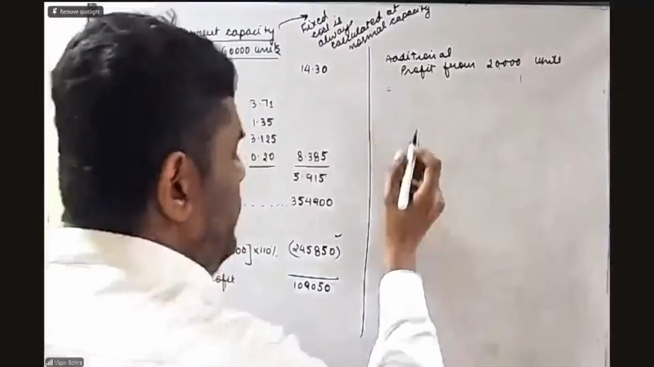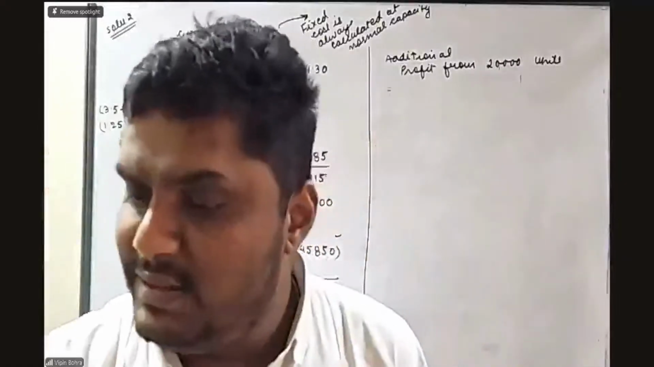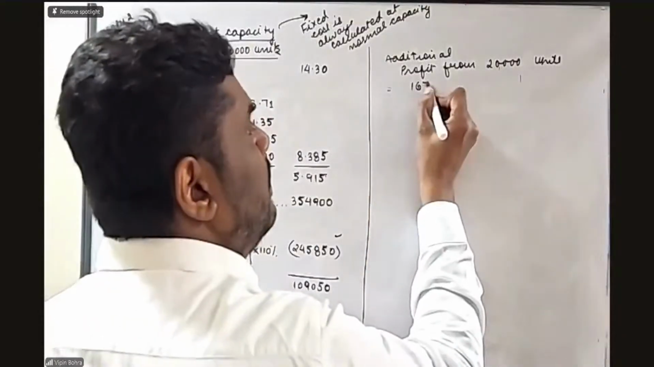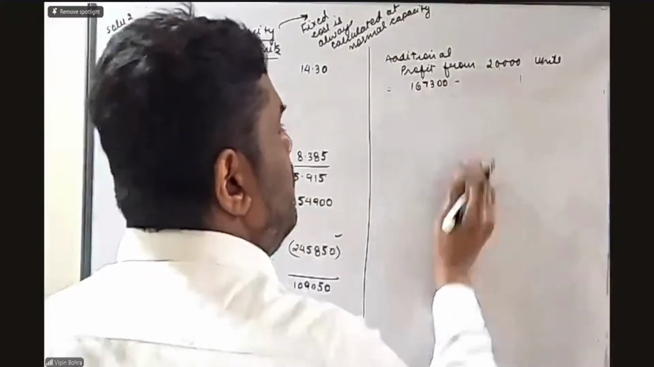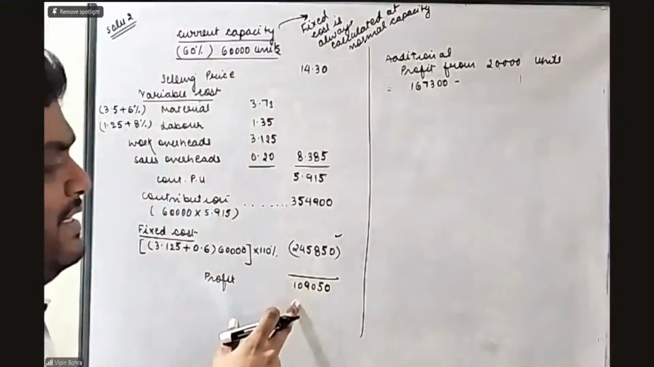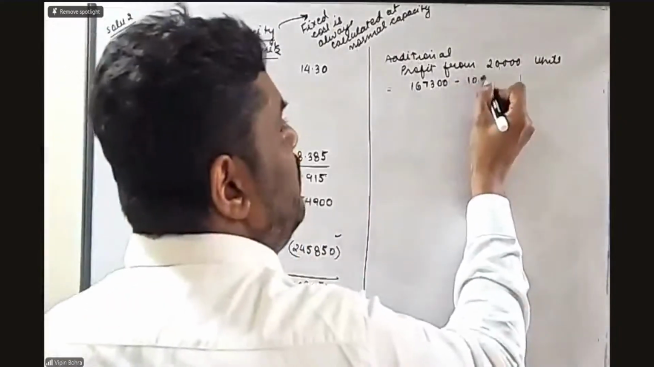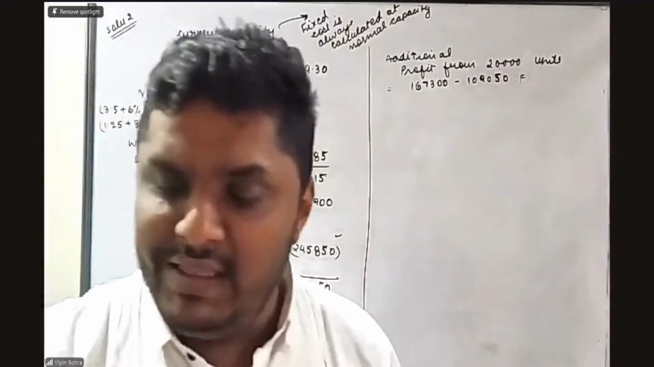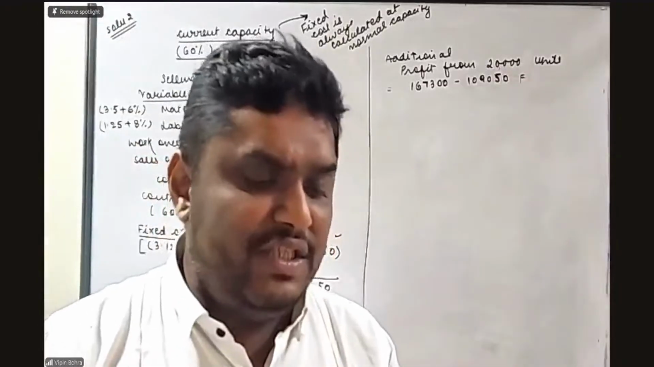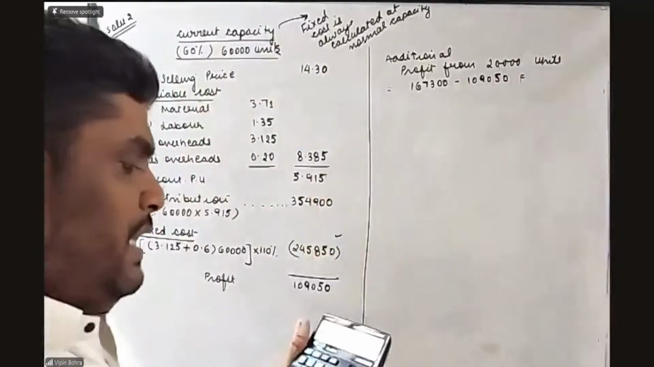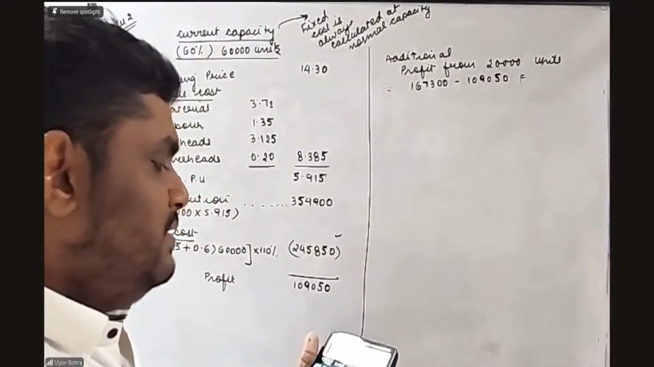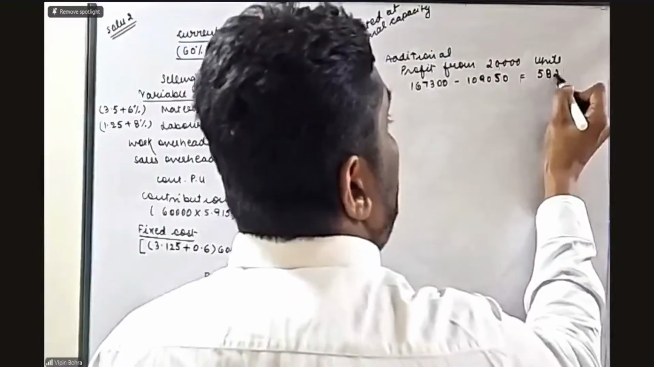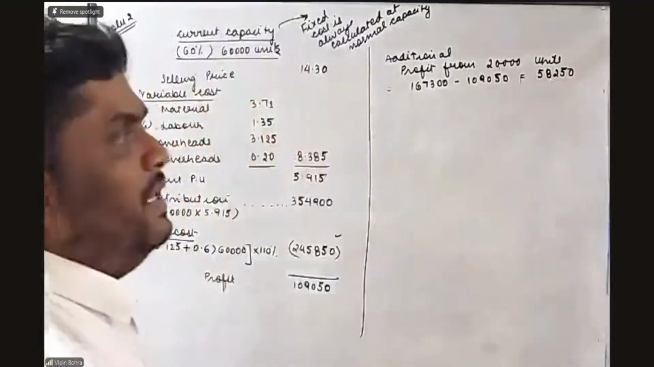How much additional profit do we want from 20,000 units? My total expected profit is 167,300. The profit already recovered till 60,000 units is 109050. So my total expectation is 167,300, and the profit I'm getting from 60,000 units is 109050. So 58,250 is the profit I want from 20,000 units.